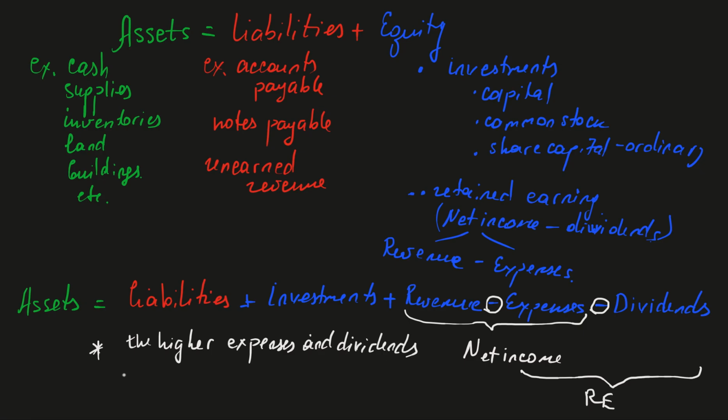the lower will be your equity. Now that's the opposite for investments and the revenue. So the higher the investment and the higher the revenue, the higher will be the equity. But again, pay attention to the fact that if you have increase in expenses, it means decrease in equity. If you have increase in dividends, that means decrease in equity.